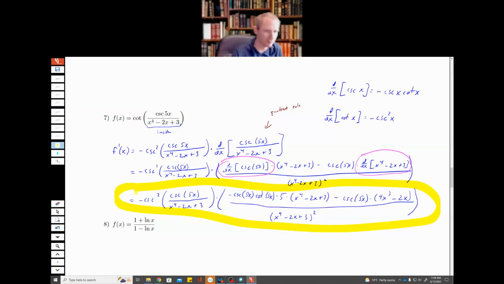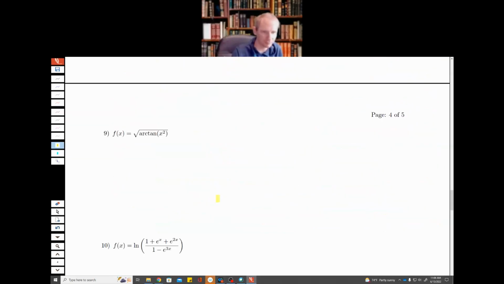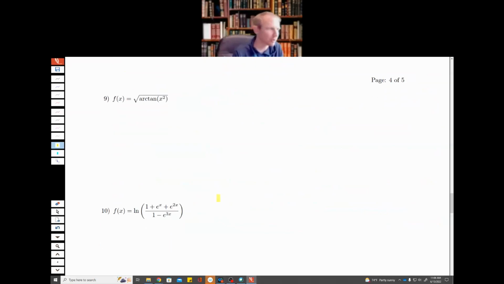Number 9. Before I start differentiating number 9, what I'm going to do is rewrite this square root as a 1/2 power, right? So I have arctangent of x squared to the 1/2. And arctangent is the same as tangent inverse, right? So tangent inverse x is the same as arctangent x.